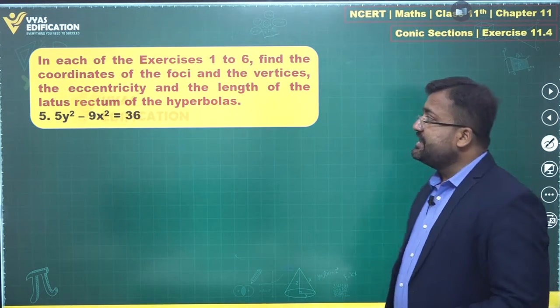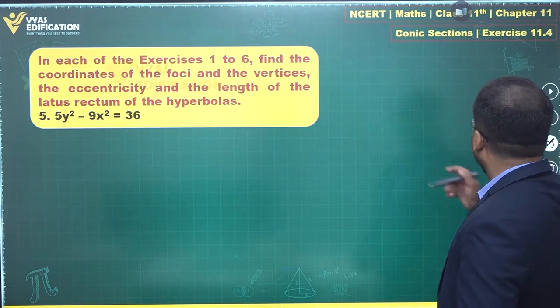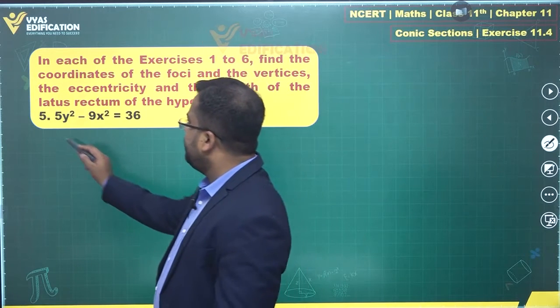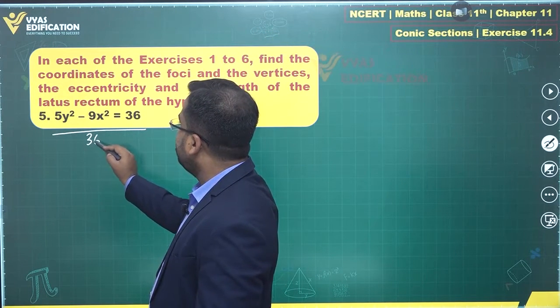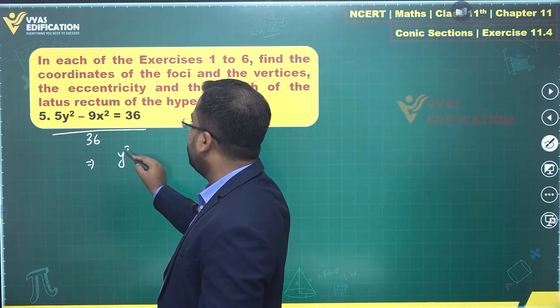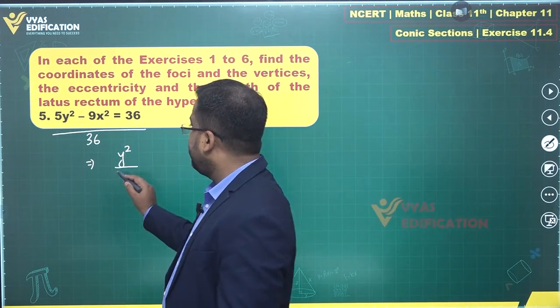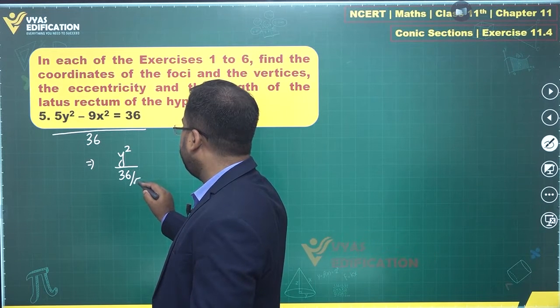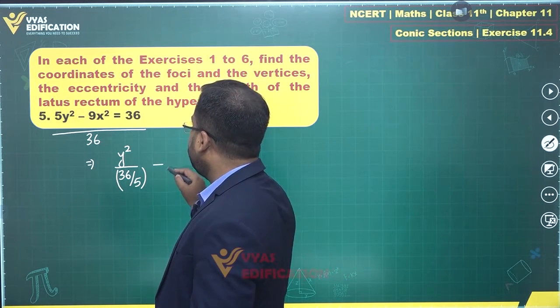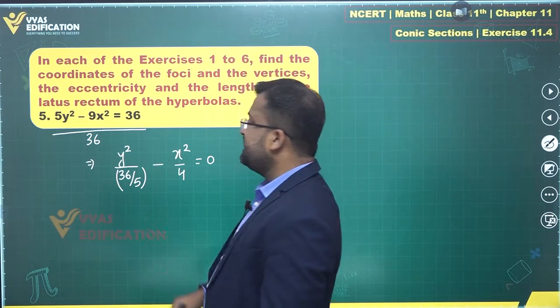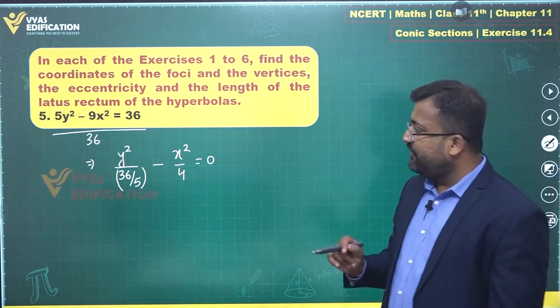The fifth question says we have 5y square minus 9x square equals 36. Okay, divide by 36 and try to convert it into the standard form. First of all, dividing by 36, what do you get? This is y square upon, okay, 5 will not cancel with 36, so we'll have to write it as 36 upon 5 in the denominator, minus x square upon 4 equals 1. This is the form that you'll get, right? This is the standard form now.